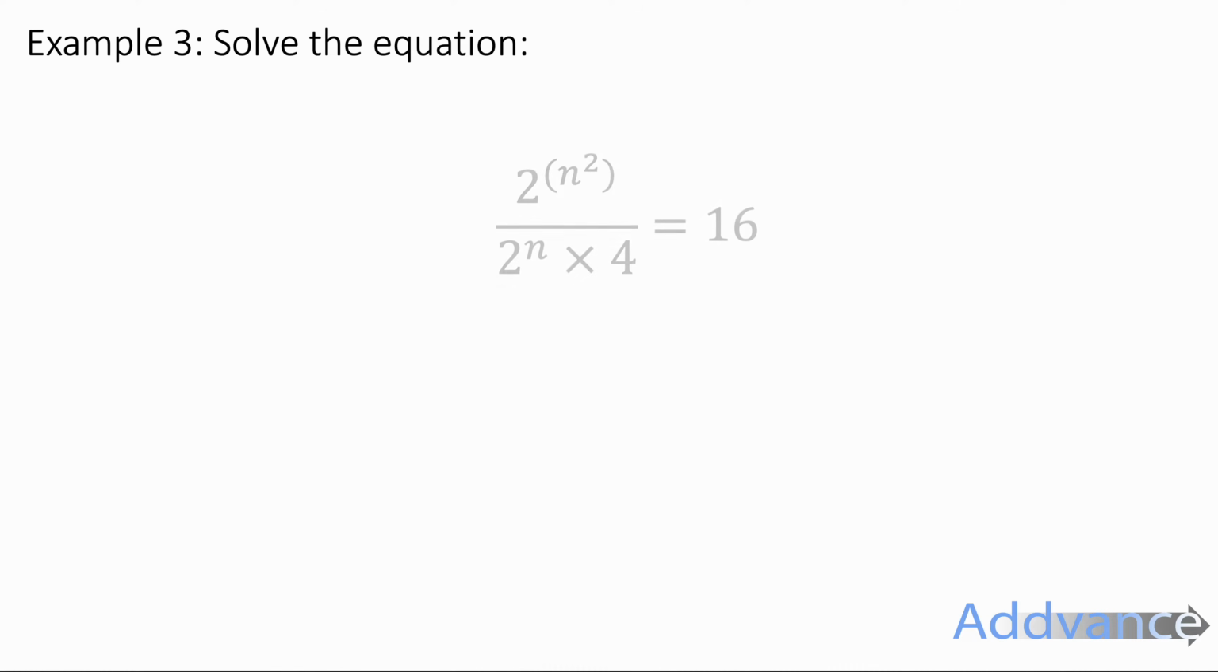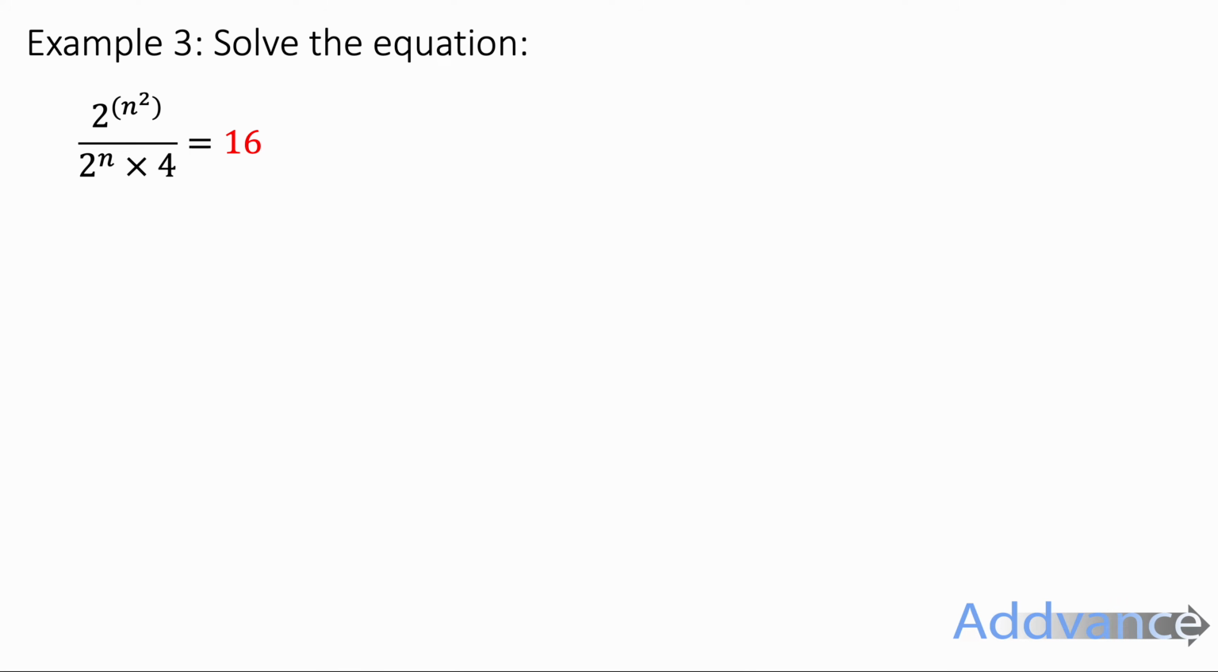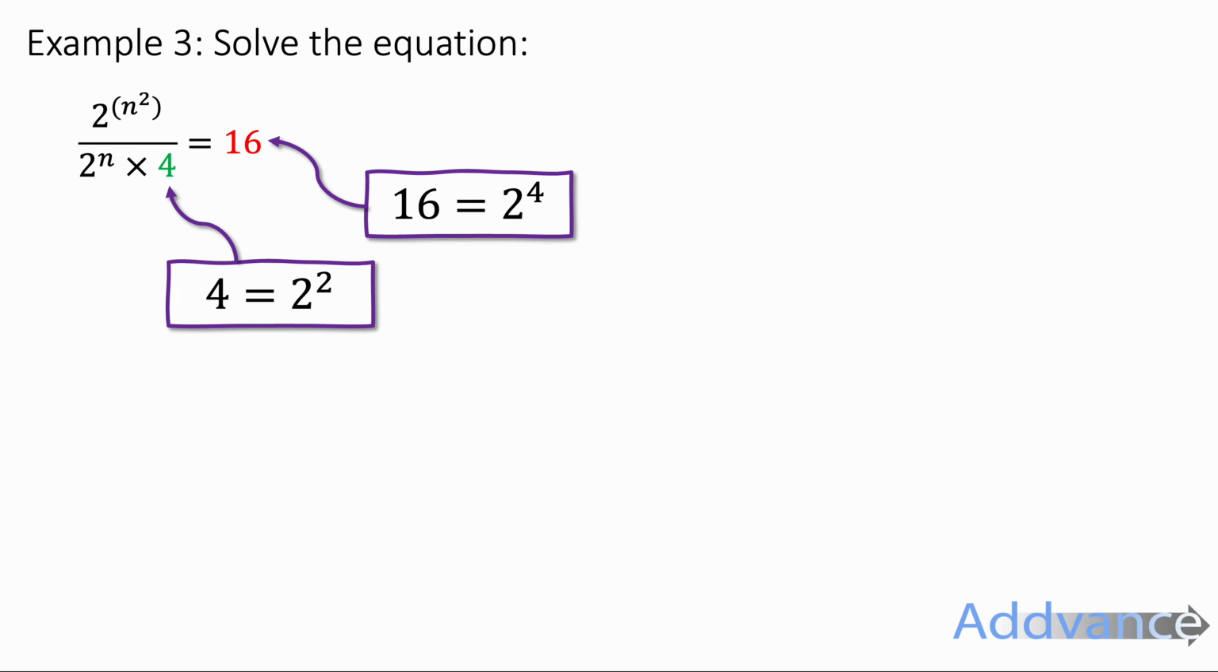Finally, let's look at example 3. We're going to solve this equation: 2 to the power n squared over 2 to the power n times 4 is equal to 16. Okay, you're going to have to know your laws of indices here to solve this. And we'll start by noticing that 16 is 2 to the power 4, and 4 is 2 squared. This isn't a coincidence. The question has deliberately given us powers of 2 so we can solve it easier.